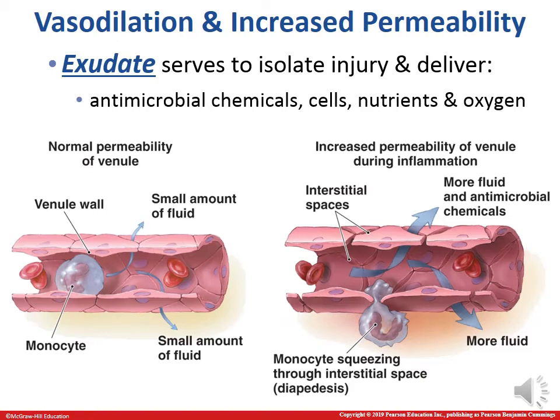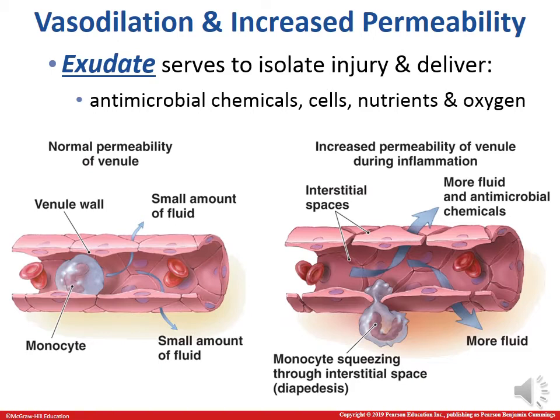Picture if you're out here in the interstitial space and you're a bacteria and you are trying to get into that bloodstream, it's a lot less likely that you're going to be able to swim upstream against this fluid that's pushing against you. And it also, by having the gaps in the capillary wall, allows those white blood cells to actually crawl through the gaps and find their way into the tissue so they can go out and do phagocytosis.